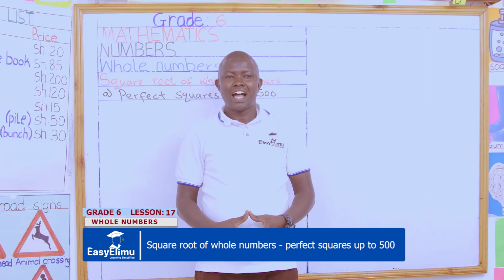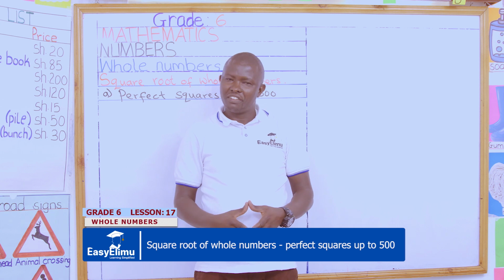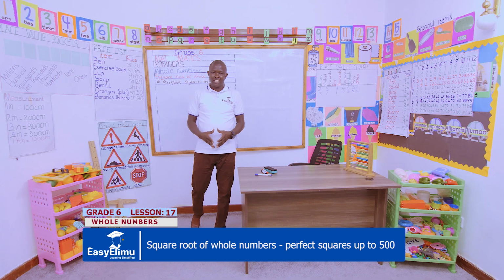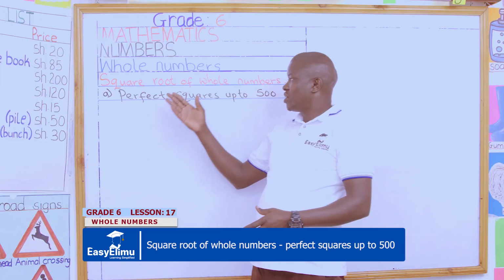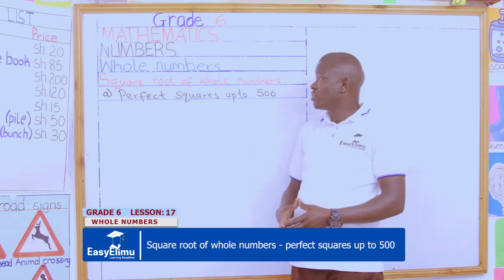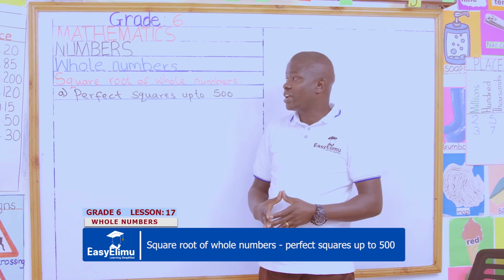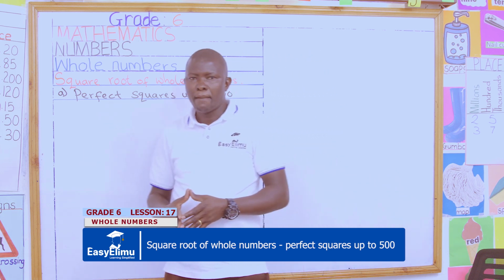Great learners, how do you compute the square root of a number? For more on this, join me, Teacher Jonathan, at Easy Elimu Learning Simplified, as we work out the square root of all numbers. And this time, we'll look at the perfect squares up to 500. Perfect squares.